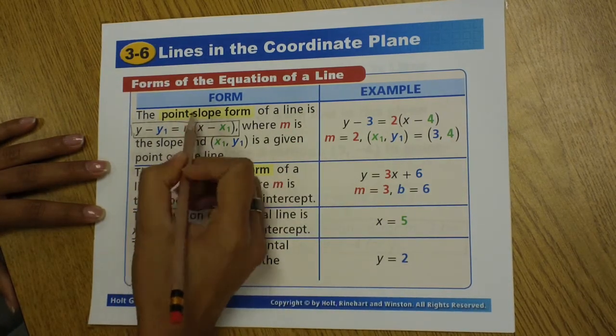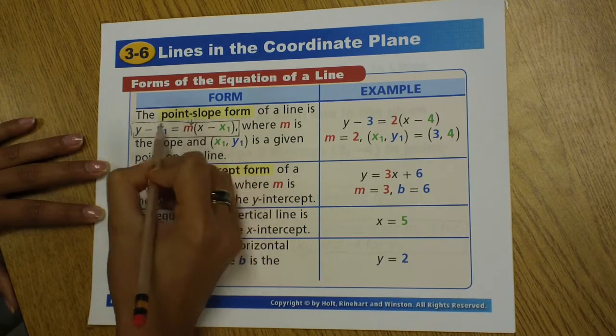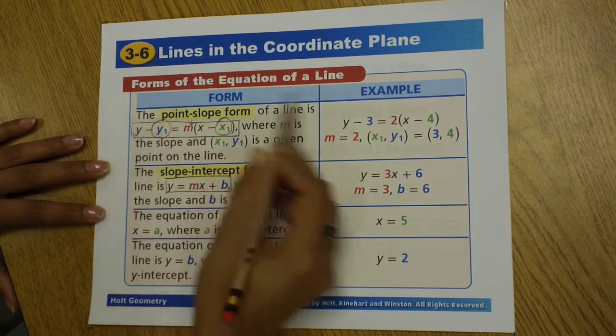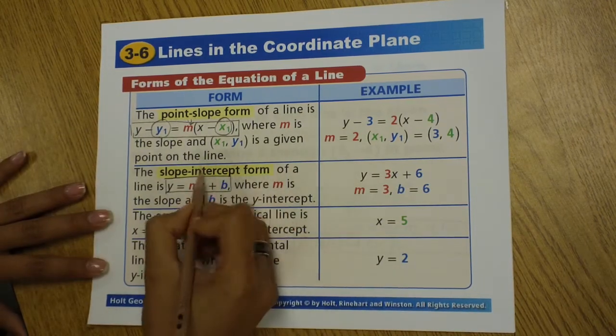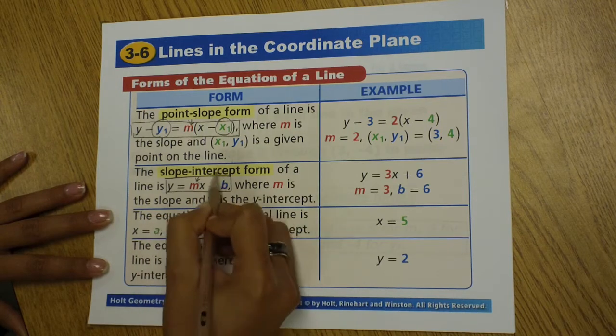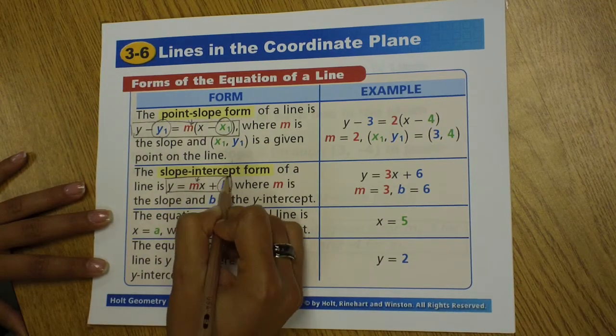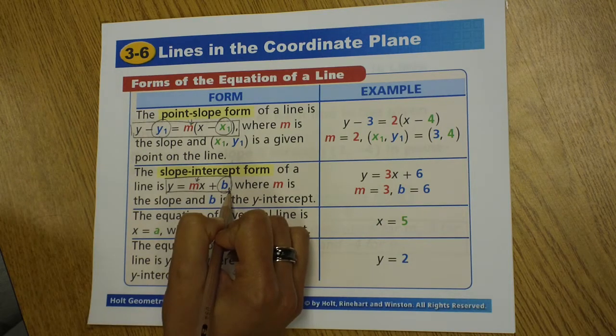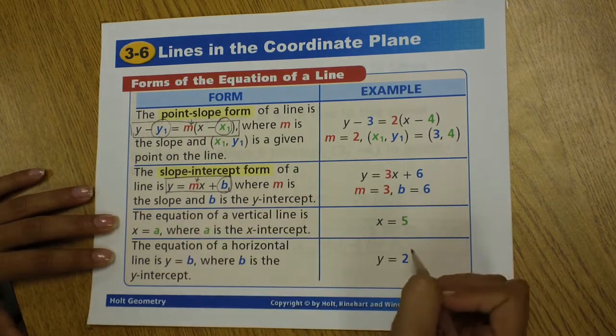Point-slope form gets its name because m is your slope, and you have a point here, (x, y). Slope-intercept form gets its name from m, your slope here, and then the y-intercept is your b point here. Special lines that don't get written like this are vertical and horizontal lines.